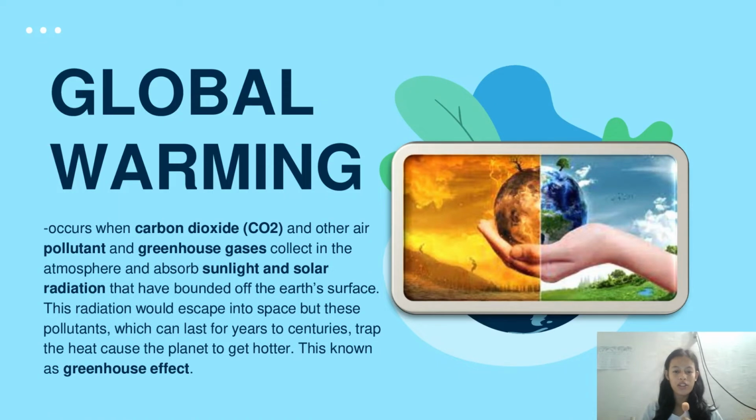So, what is global warming? Global warming occurs when carbon dioxide, CO2, and other pollutants and greenhouse gases collect in the atmosphere and absorb sunlight and solar radiation that have bounced off the Earth's surface. Basically, global warming is really happening in our surroundings. It causes many phenomena that we are experiencing nowadays that give many casualties in terms of infrastructure, environment, which is the topic of this chapter, and also the loss of human lives.